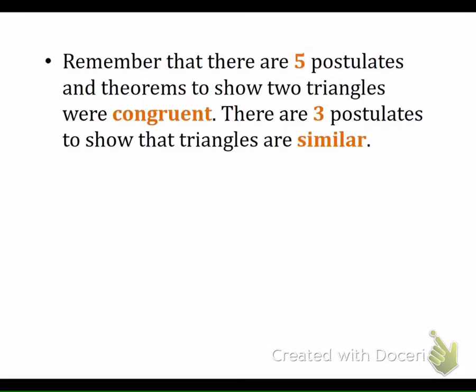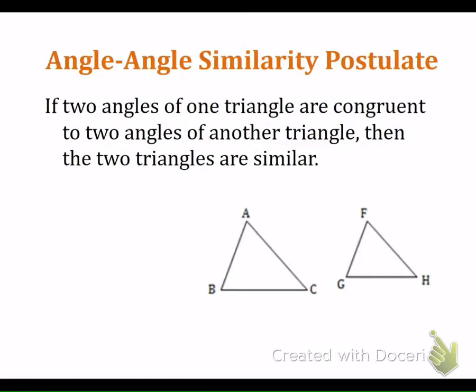All right, we just talked about this. Remember, there are 5 postulates and theorems to show that triangles are congruent. There's only 3, though, to show that triangles are similar. So we're going to talk about those 3 today. All right, the first one is the angle similarity postulate.